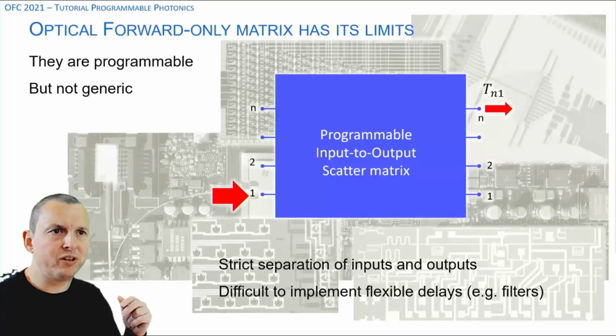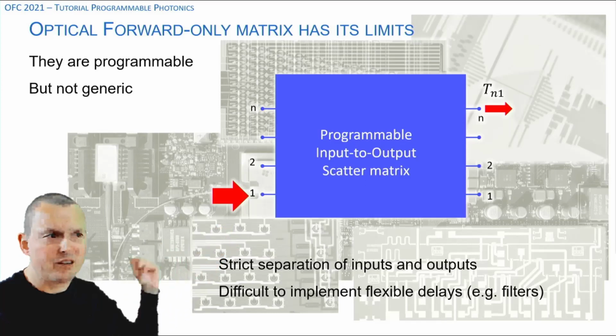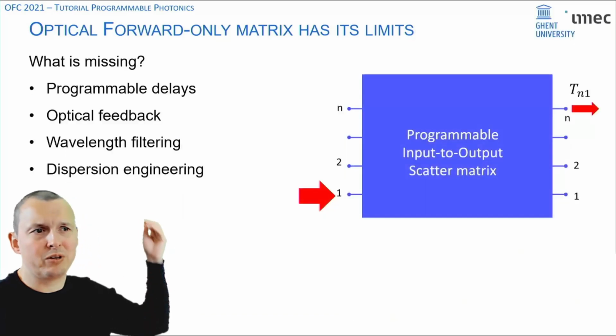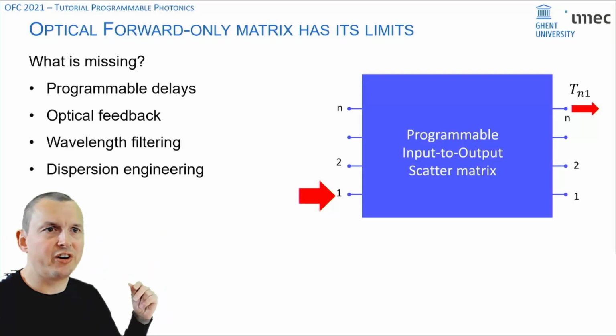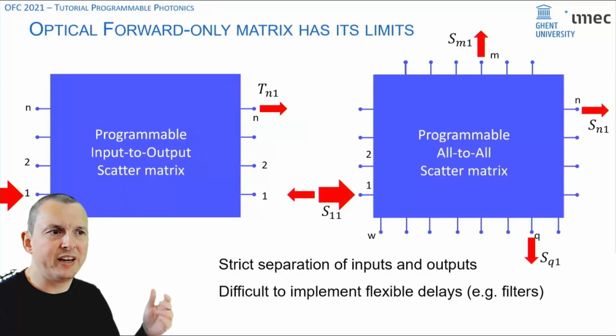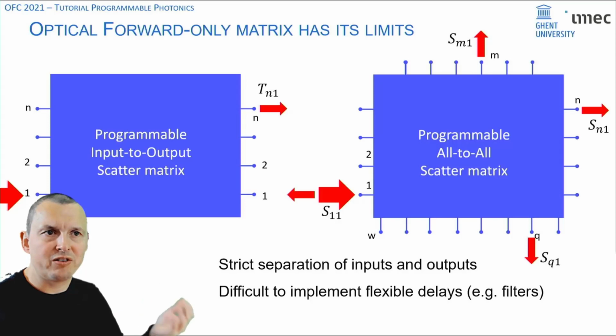If we want to go to really multifunctional photonic circuits, we have to look at the limitations of these forward-only circuits, in the sense that they're limited because your inputs and outputs are strictly separated, and it's very difficult to implement flexible delays, which makes it very difficult to implement filtering, wavelength filtering, or dispersion engineering. And functions like time series processing, integration, differentiation, or even general purpose analog signal processing are quite hard to do in these circuits. To make that possible, we need to go again to our all-to-all scatter matrix, where you have flexible delays and where we can define a general scatter matrix.